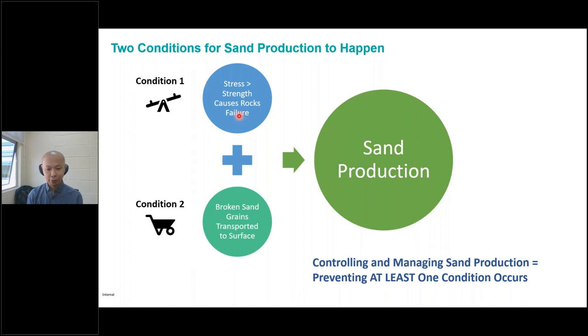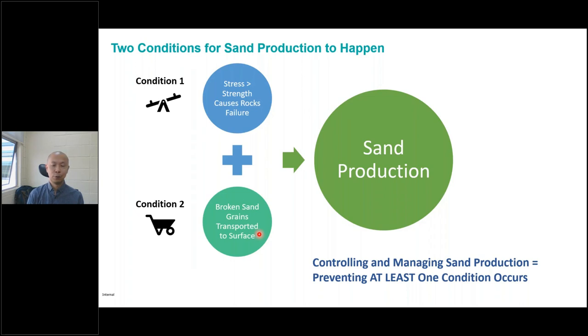Because as long as the rock is still intact, we are not going to produce sand. The sand grains will be glued or cemented to one another, so there won't be any sand production. So the first condition is that we need stress which exceeds the rock strength. That's condition one. But that one is necessary but not sufficient. The second condition must also happen, that this broken sand is transported to the surface. If these two conditions happen, then we are going to see sand production at the surface.